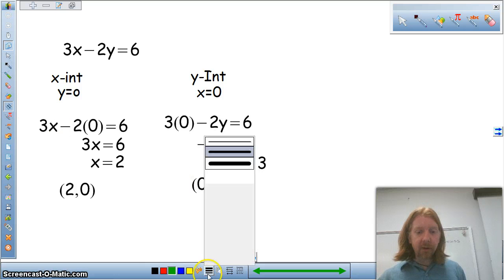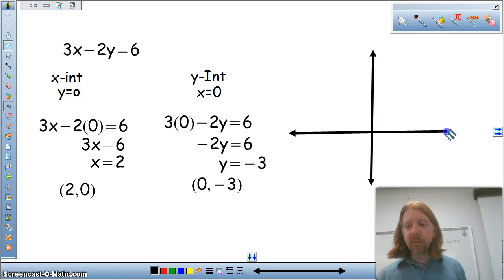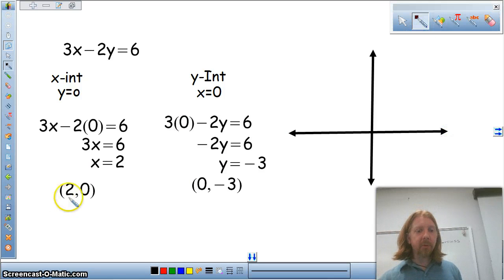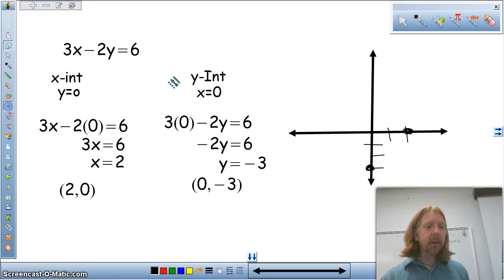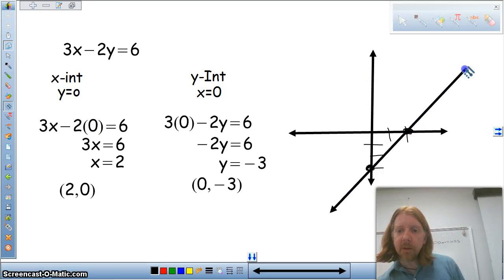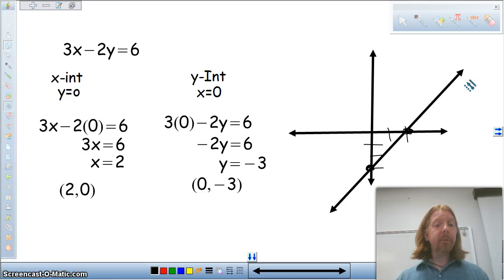Let's get my axis in front of me. So there's my axis. I'm going to plot my 2 intercepts. 2, 0, 1, 2, and 0, negative 3. 1, 2, 3. Now I can go ahead, draw my line, and I'm done. I've drawn a graph without making a t-table, simply by finding the 2 intercepts and plotting them on the graph.